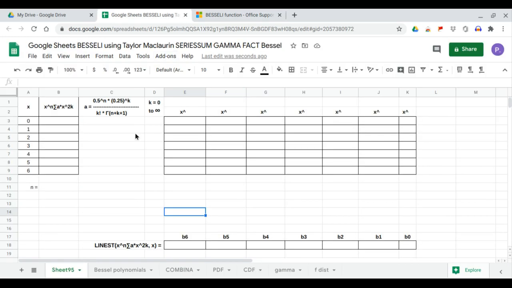In this video, we will use the Taylor-Maclaurin series sum to generate the dataset of the BESSELI function over the values of x from 0 to 6. So the equation for the BESSELI function is x to the power n times the summation of a times x to the power 2k, where a is the coefficient: 0.5 to the power n times 0.25 to the power k over k factorial times gamma of n plus k plus 1. And our value for k is from 0 to infinity.